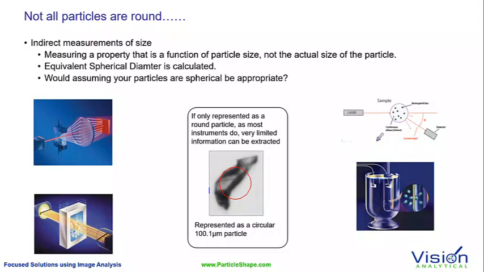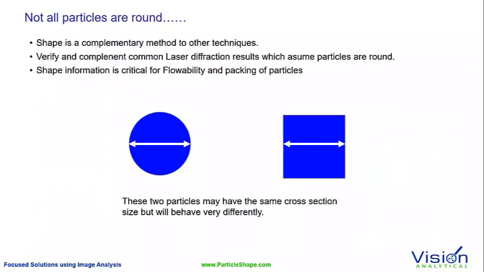An indirect size measurement basically means that it's not necessarily measuring the size of the particle, but some property that's a function of particle size. As a result, these indirect size measurement techniques will render histograms and particle size results of your sample, assuming the particles are round or spherical in nature. In many cases, this is okay. It's an established technique, works fine. But in the case of, especially what we're going to be talking about today, fibers, I'm not sure if assuming they're round is a good idea.